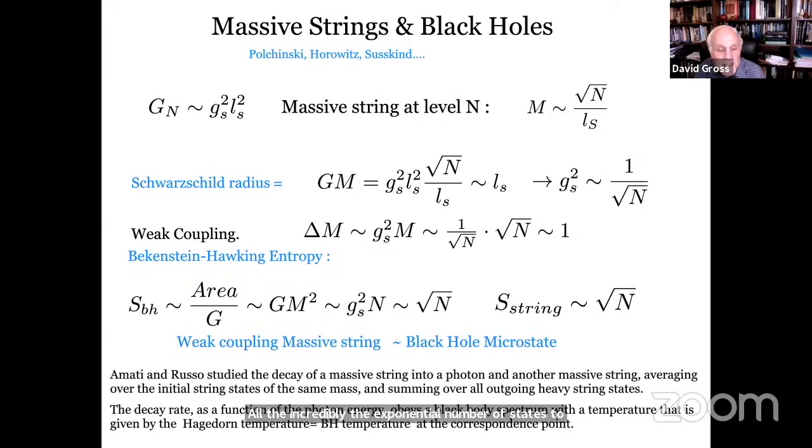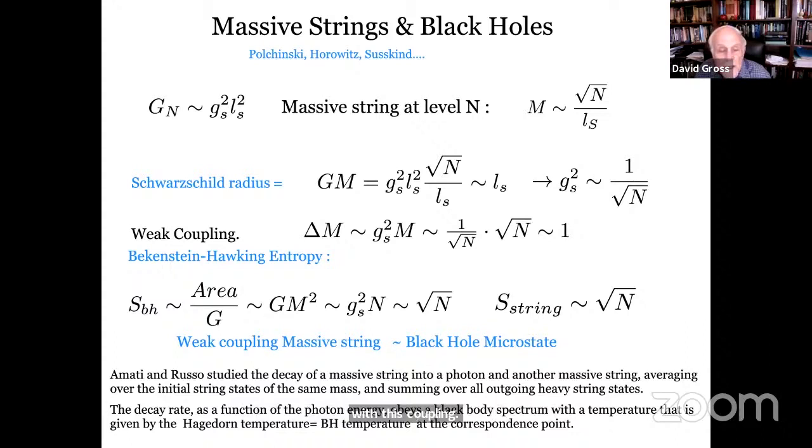I think, strengthened by Amati and Russo, who studied the decay of a massive string into photons and other massive strings, averaging over all the initial states of the same mass and summing over all outgoing heavy string states, and found that the decay rate as a function of the photon energy obeys a black body spectrum where the temperature is given by the Hagedorn temperature of the string at this level, with this coupling, which equals the black hole temperature at the correspondence point.